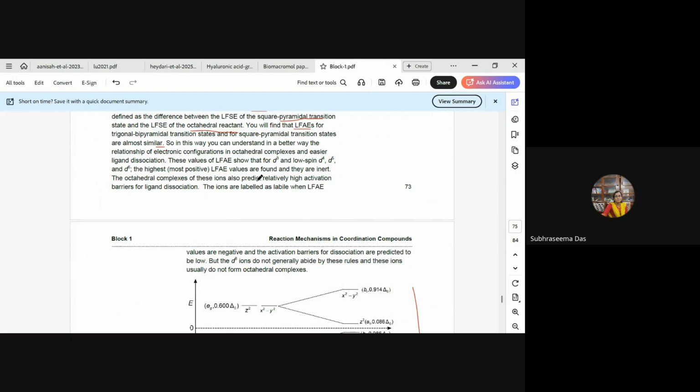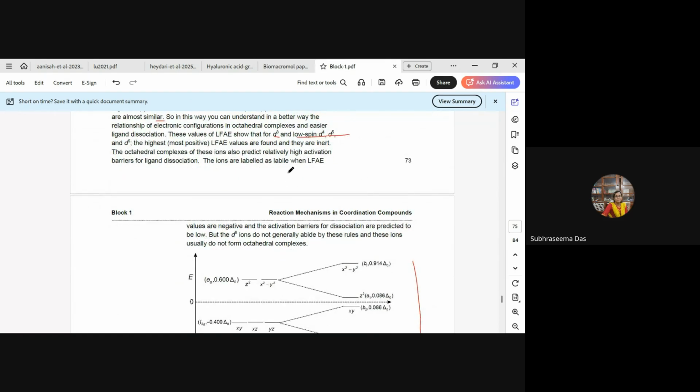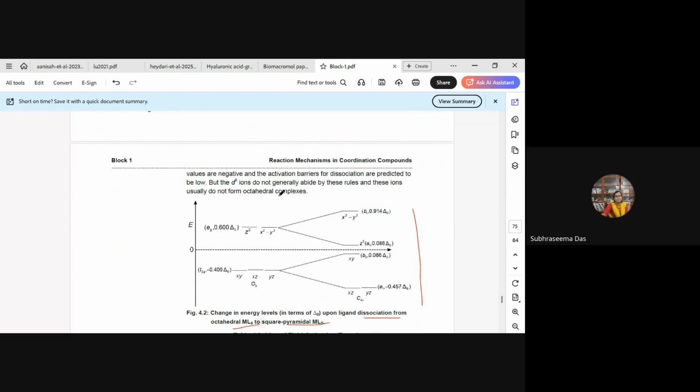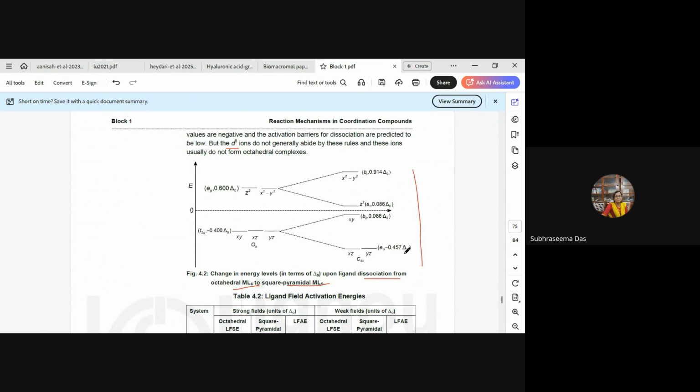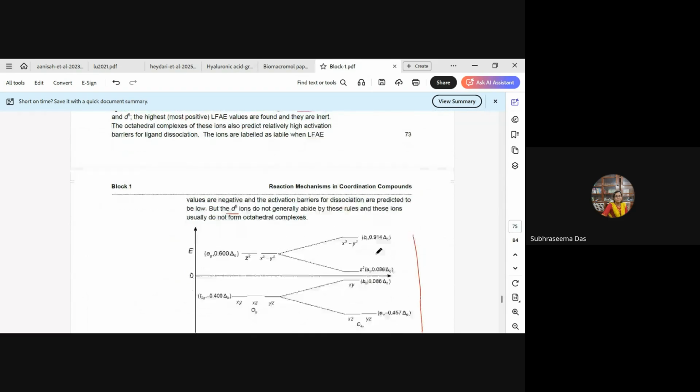The value of LFAE shows that for d3 and low spin d4, d5, d6, they are the most positive. So the octahedral complexes of these ions also predict very high activation energy. These ions are labeled as labile when the LFAE values are negative and the activation barriers for dissociation are predicted to be low. Usually, d8 complexes do not follow this rule, and that is why d8 ions usually do not form octahedral complexes. So, because of the LFAE, they do not abide by these rules.